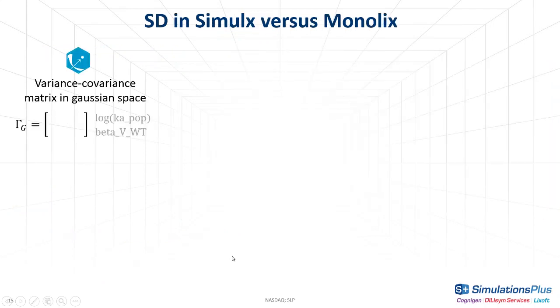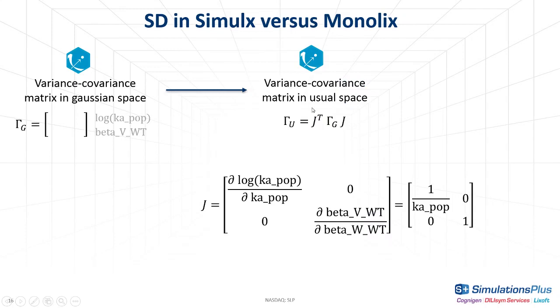There is one difference between Monolix and Simulx that I would like to address. In Monolix, internally we always work in the Gaussian space. So we calculate the variance-covariance matrix in the Gaussian space. To calculate the variance-covariance matrix in the usual space, we multiply the matrix on both sides by the Jacobian. The Jacobian contains the derivatives of the transformed parameters with respect to the usual parameters. So for a log transform, it would be the derivative of the log, so 1 over ka_pop, for instance.